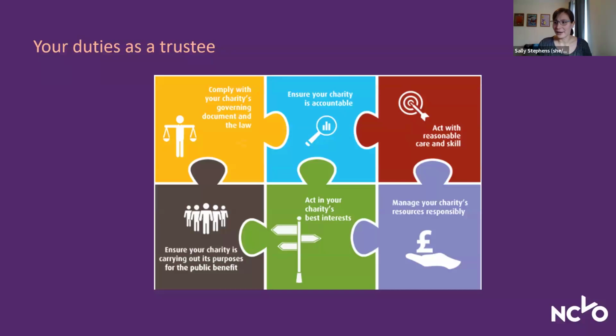And I've got those on my screen now. So your 6 statutory duties as a trustee are to comply with your charity's governing document and the law, to ensure your charity is accountable, to act with reasonable care and skill, to ensure the charity is carrying out its purposes for the public benefit, to act in your charity's best interest, and to manage your charity's resources responsibly. And we expect trustees to always be making use of these duties to anchor all of their decision making for the organisation, while at the same time bringing forward their own perspective, opinions, experience and knowledge, which is such a fundamental part of how we move our organisations forward.